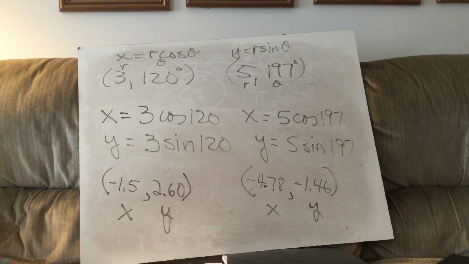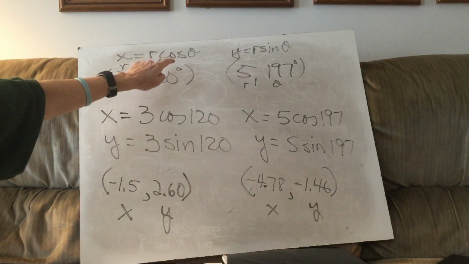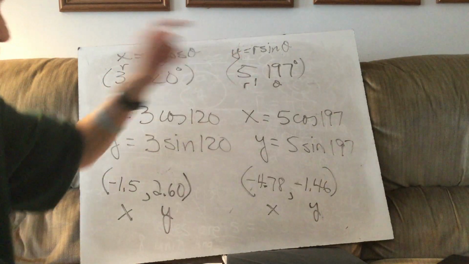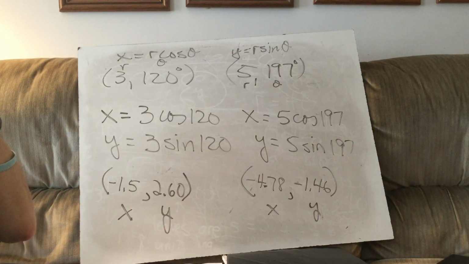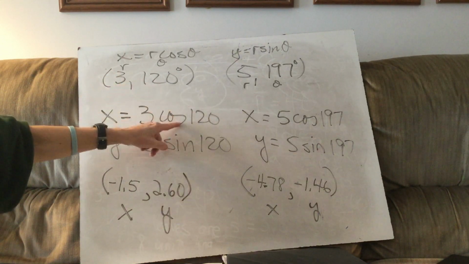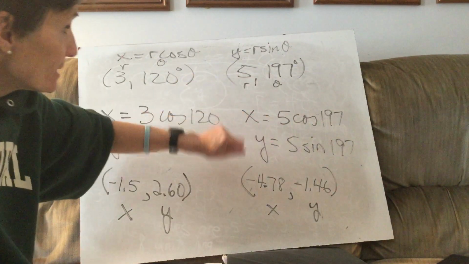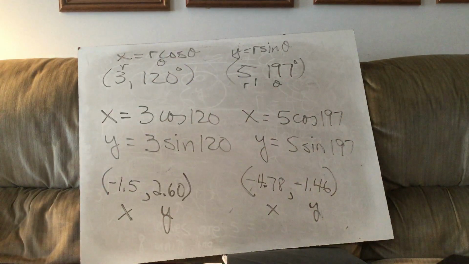I cannot hammer home enough. You're probably sick of hearing me say it because I keep saying it over and over again. If you want to find x and y, x equals r cosine theta, y equals r sine theta. It is that simple. It's a matter of just typing it in on the calculator. 3 cosine 120, 3 sine 120. 5 cosine 197, 5 sine 197. That is how we find rectangular coordinates.